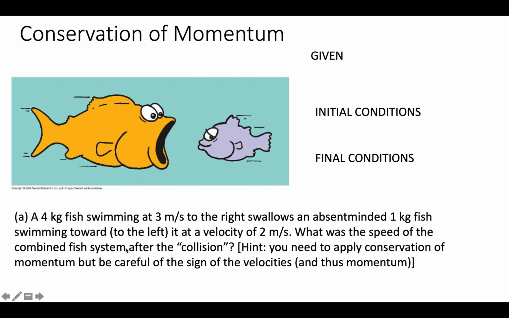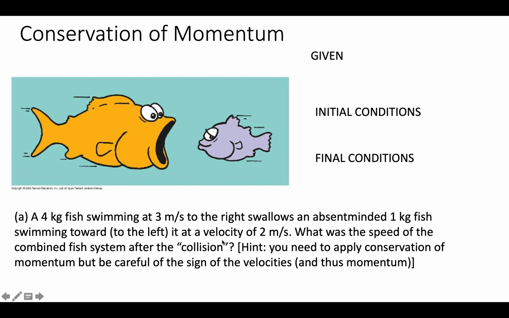We consider another collision problem where the objects actually, I'll put in parentheses, stick together after the collision. So I have a 4-kilogram fish that's swimming at 3 meters per second to the right, and it swallows an absent-minded 1-kilogram fish that's swimming towards it to the left, and it has a velocity of 2 meters per second.